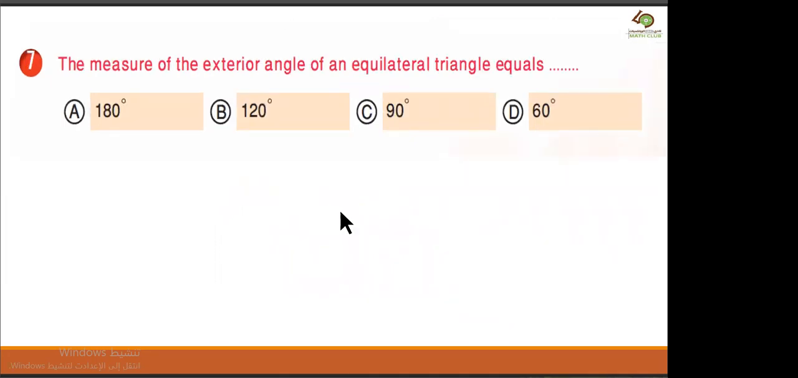Okay, we will take the last questions now, then we will go to the variable section. The measure of the exterior angle of an equilateral triangle. What is the answer here?